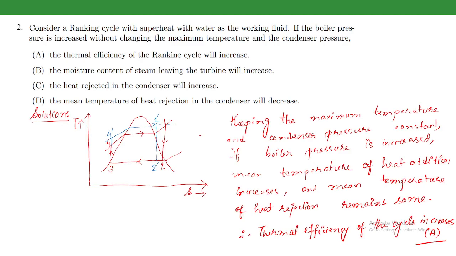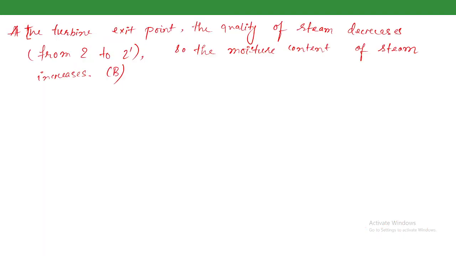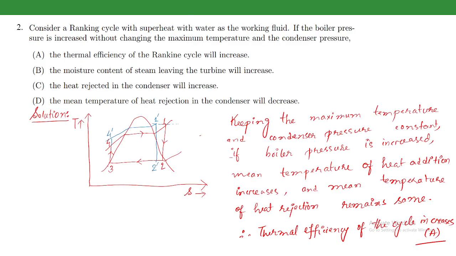Now the heat rejected in the condenser will increase. See, the heat rejected was initially H2 minus H3. Now the heat rejected is H2 dash minus H3, which is lesser, so the heat rejected in the condenser decreases. So this option, that the heat rejected in the condenser will increase, is not correct.